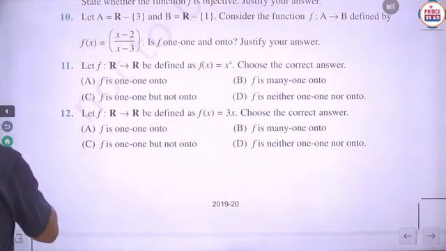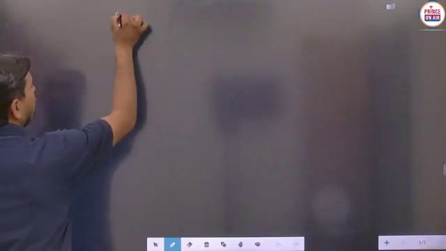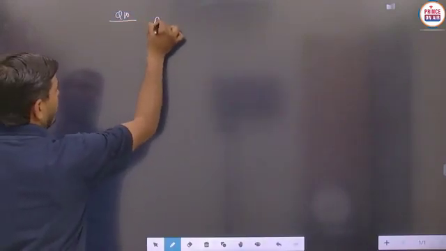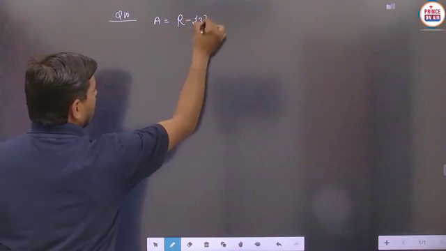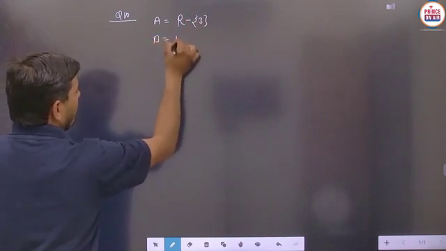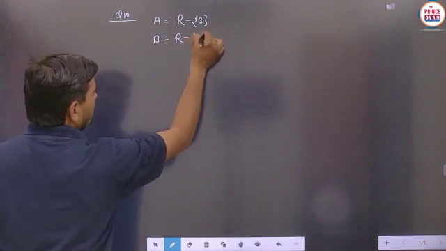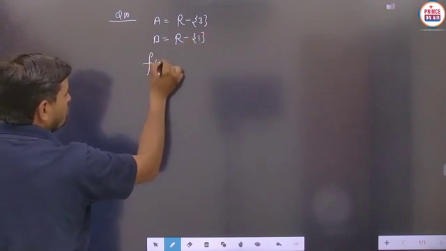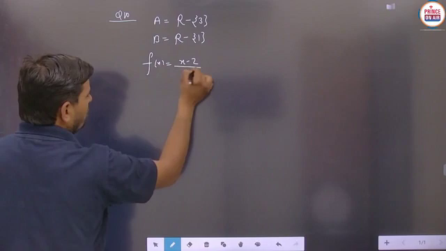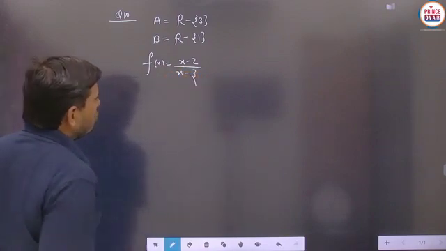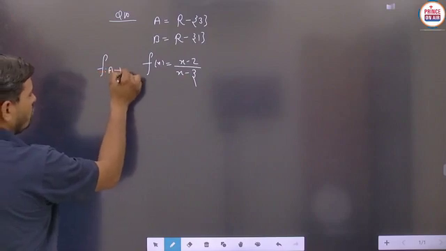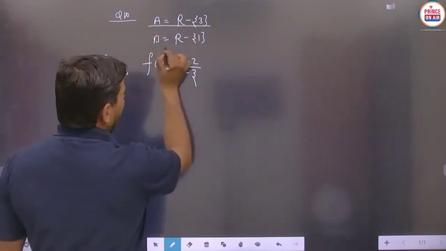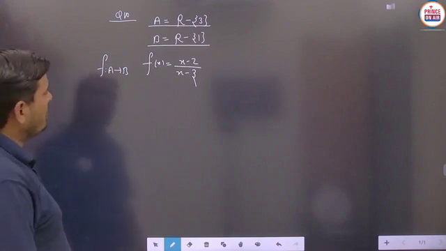So we have to take this question on the board here. Student, there are two sets, A is R minus 3 and the B set is given as R minus 1, and the function f(x) is given as (x minus 2) upon (x minus 3). This particular function is to be defined from the set A to B, and sets A and B both are defined here, no problem. Is it to be clear?